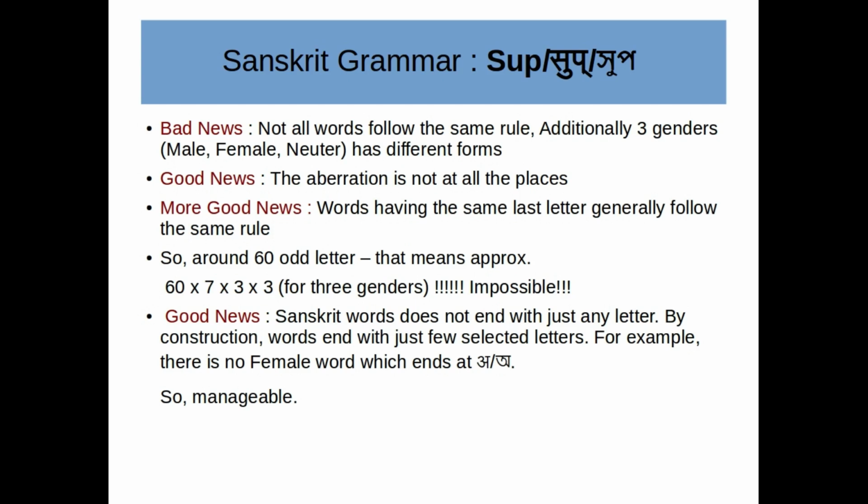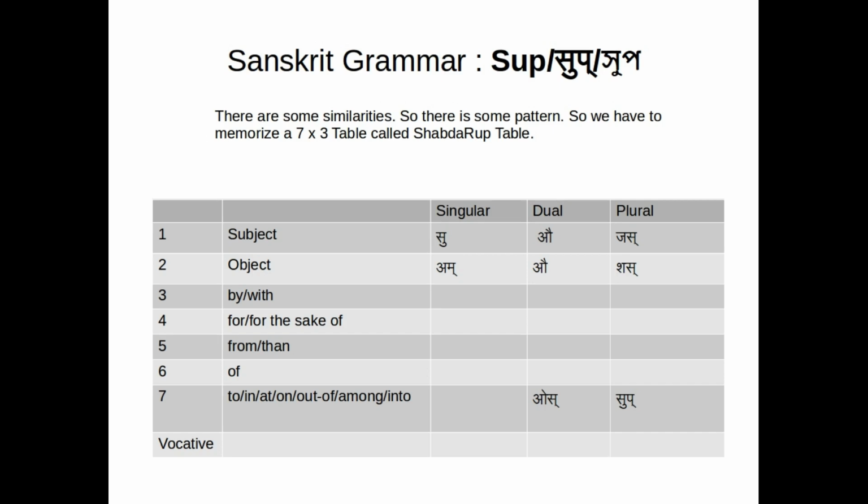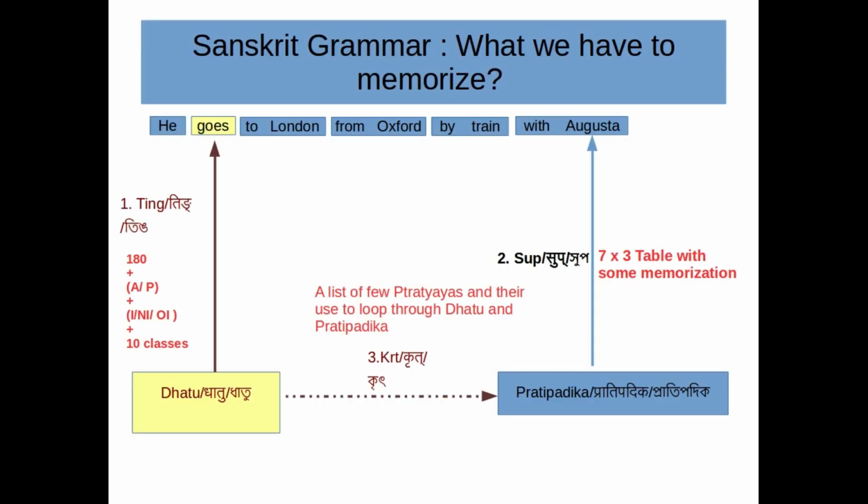But the good news is Sanskrit words do not end with just any letter. By construction, words end with just a few selected letters. For example, there is no female word which ends at O. So, if we can memorize these few differences, the few special rules, then we can memorize the Subanta forms of a lot of Pratipadikas.